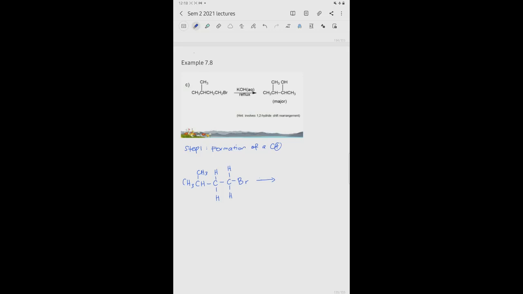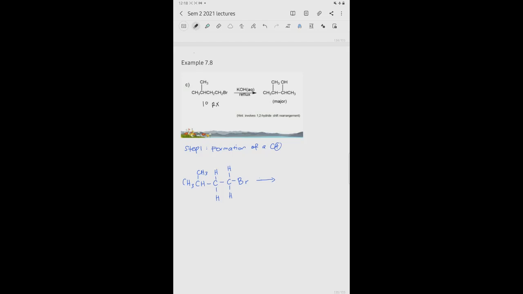Alright, let's see example 7.8, page 256, question number C. So, in this reaction, we have a primary haloalkane as the starting material. So we can predict that the carbocation formed will be a primary carbocation. But this question has given you the hint that it involves a 1,2 hydride shift rearrangement. So in step 2, we will do the rearrangement, the 1,2 hydride shift.